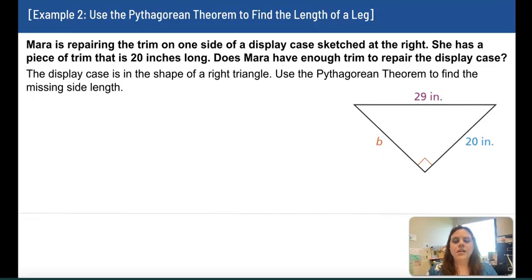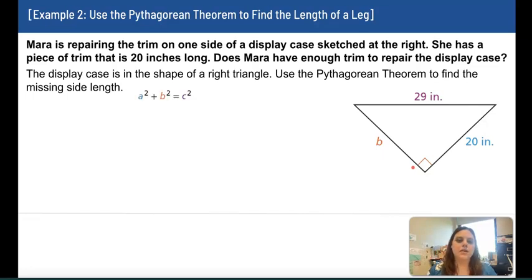In example 2, we are going to find the length of a leg. So Mara is repairing the trim on a side of a display case, which we've sketched here. She has a piece of trim that is 20 inches long. Does she have enough to repair the display case? So we have our hypotenuse is 29 inches, and one leg is 20 inches. We're wondering, depending on what this length is, if she has enough trim to repair the display case. The display case is shaped in the shape of a right triangle. We will use this to find the missing length.